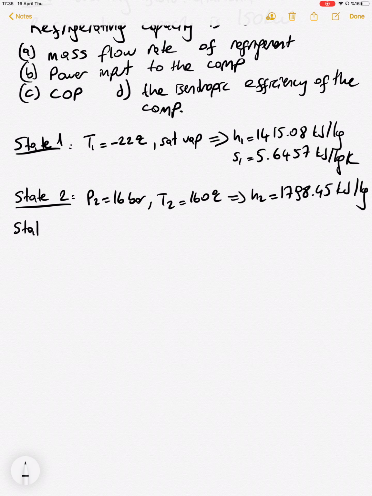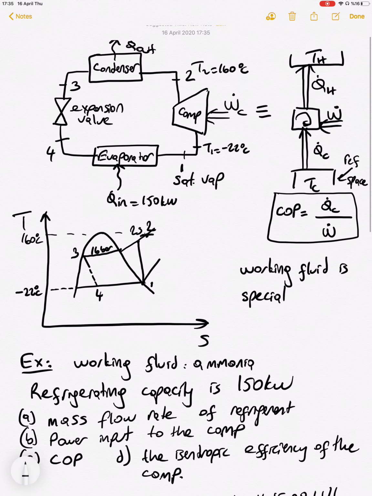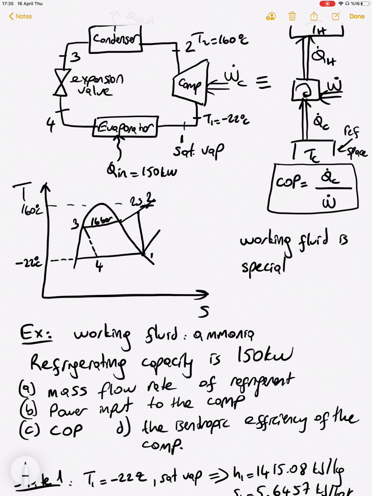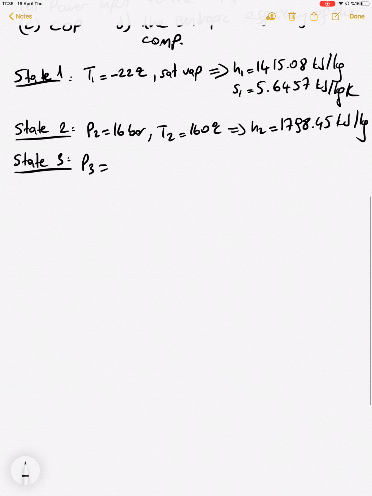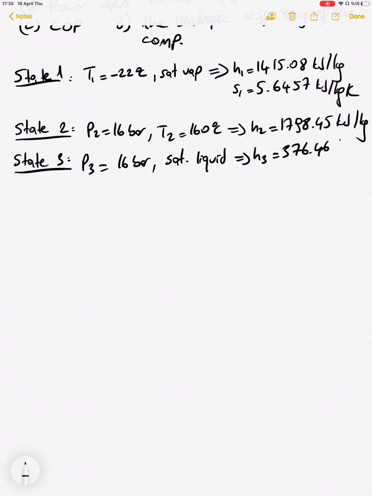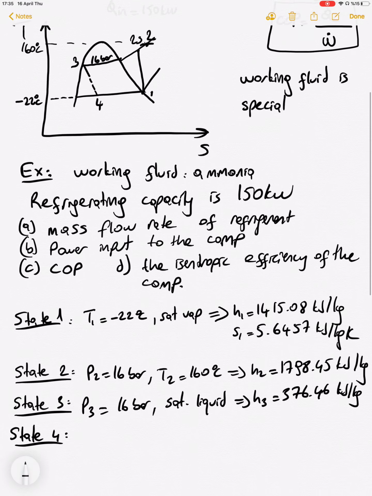And for state 3, what do we know? If we go back, state 3, we know the pressure, 16 bar, and we know that it is saturated liquid. So P3 is 16 bar, and it is saturated liquid. It is given in the statement of the problem. So H3 is 376.46 kilojoule per kilogram.